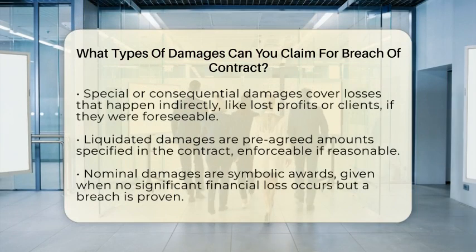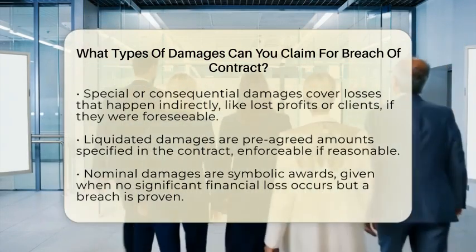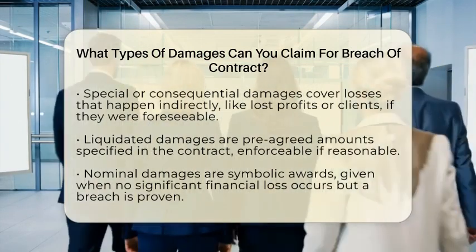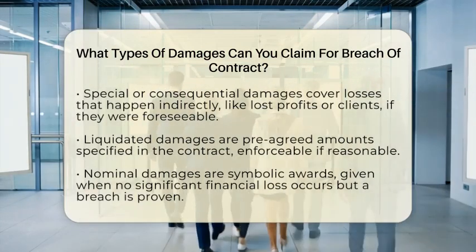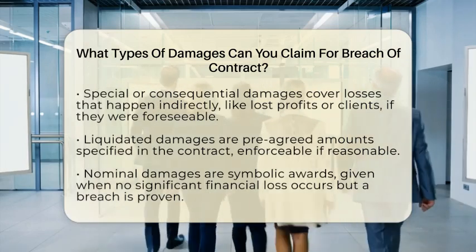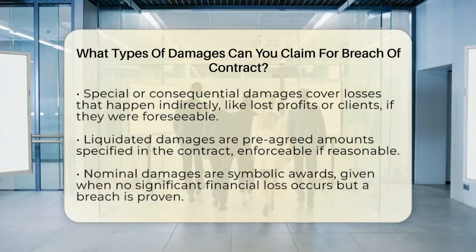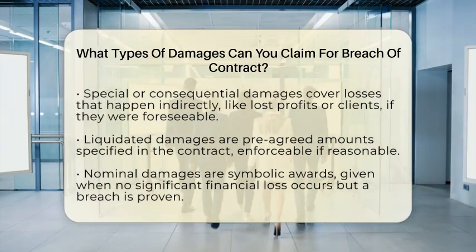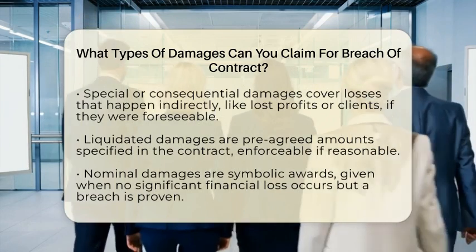The second part is special or consequential damages. These are for losses that aren't immediate but happen because of the breach. For instance, if a delay causes you to lose a big client or profit, you can claim those lost profits if they were predictable when you made the contract. But these damages must be foreseeable at the time the contract was signed.